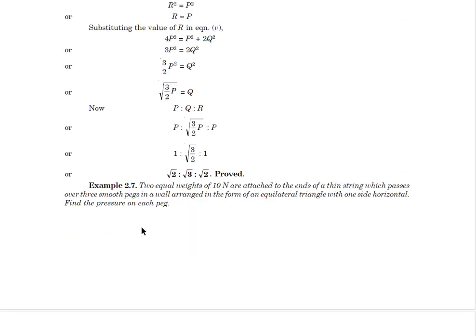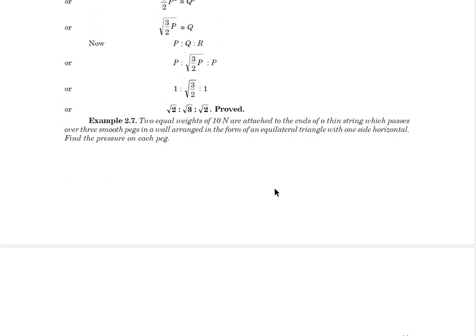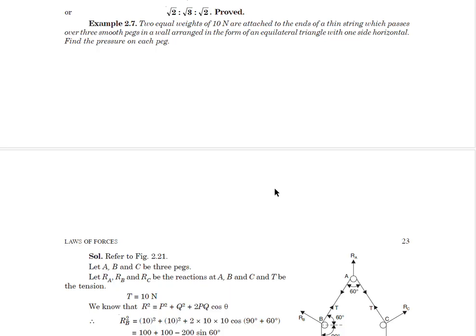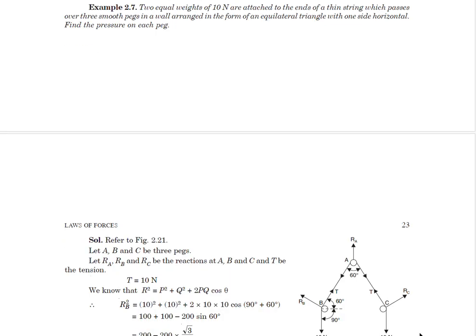Now I want to discuss 2.7. Two equal weights of 10 Newton are attached to the ends of a thin string which passes over three smooth pegs, just like this you can see in this figure. Which passes over three smooth pegs in a wall arranged in the form of an equilateral triangle with one side horizontal. Find the pressure on each peg.